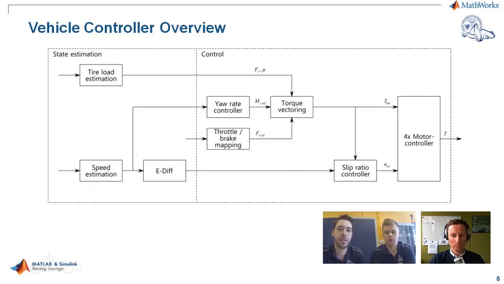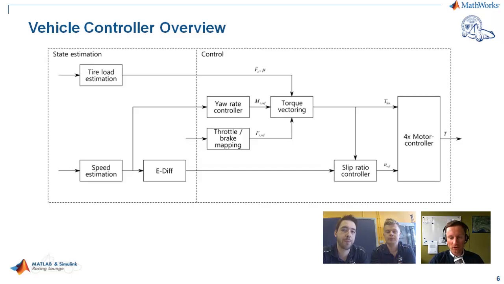Okay, so here is an overview of the actual control system. On the left is our state estimation, because of course you need to know what's going on with the car. There are 3 main components here. There's a tire load estimation to estimate the amount of grip that we have. There's a speed estimation to measure the speed of the car. And finally there's an EDIF, which calculates the speed of each individual wheel.